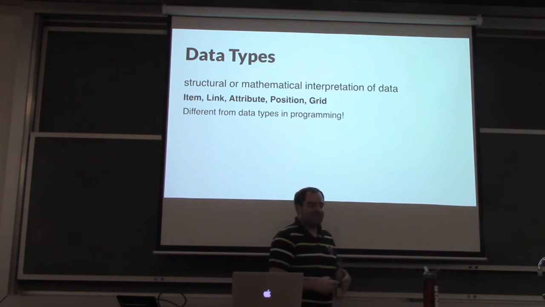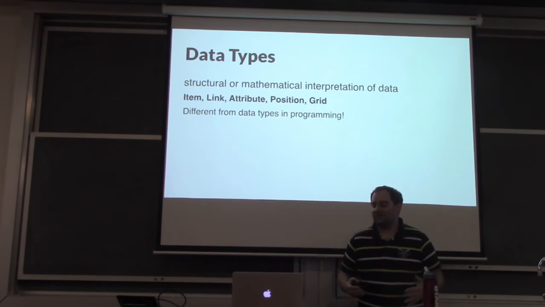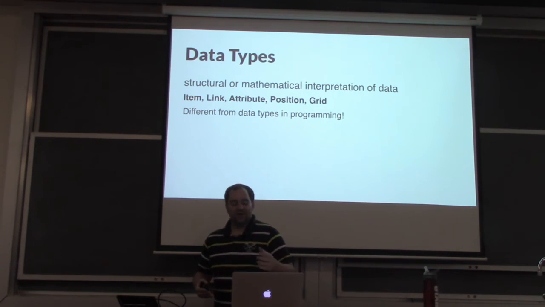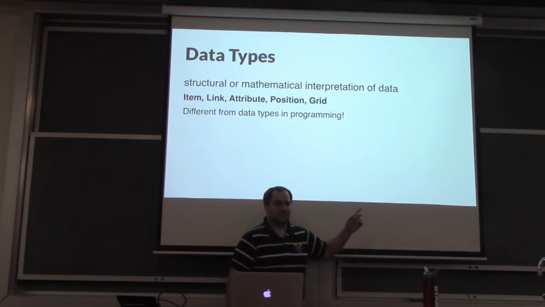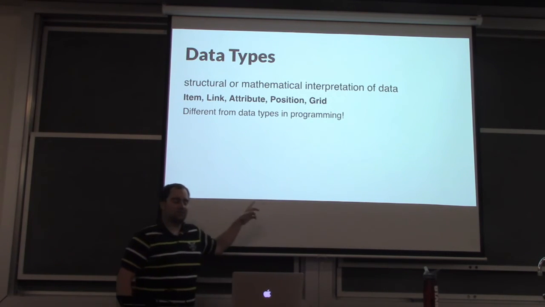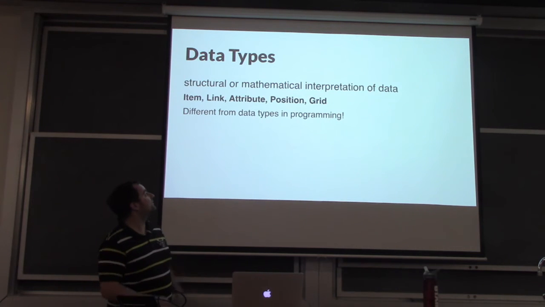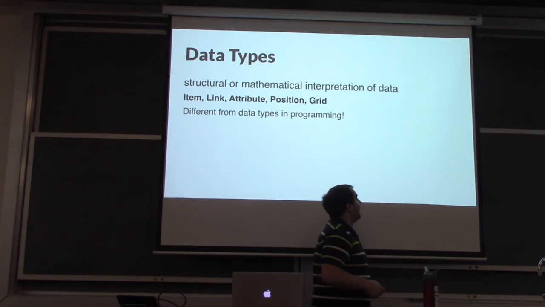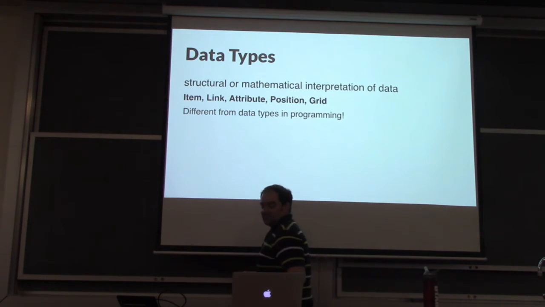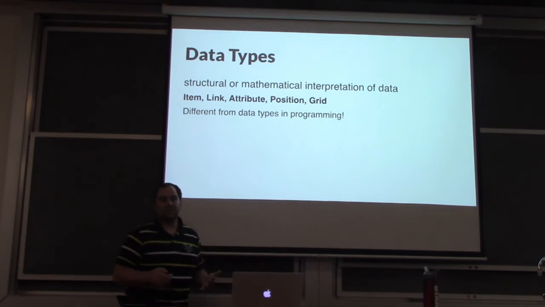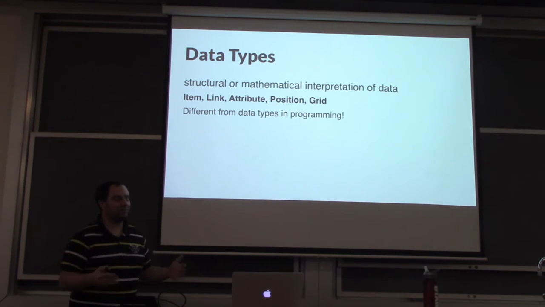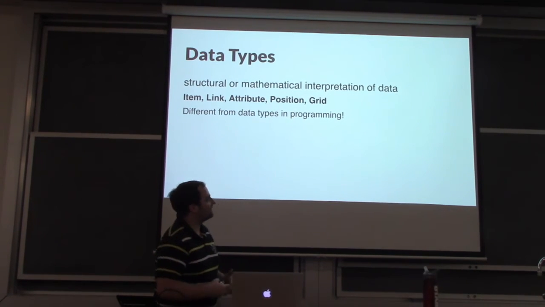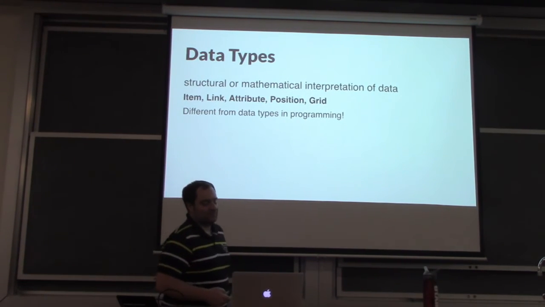So the data types are really structural or mathematical interpretations of data. There are things like items, links, attributes, positions, and grids. It is really important to understand that this is not related to the data types in programming. So for example, a link can be an integer. It can be a string. It could be a pointer. We have many different computer data types or programming language data types, to distinguish them from these conceptual data types.